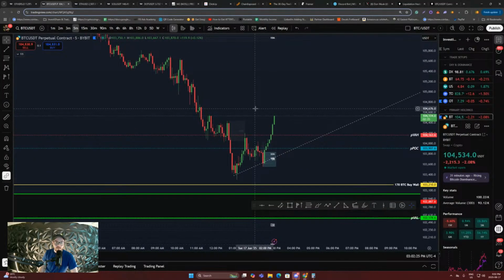Here we go. All right. Now it gives a pullback. If not, I'm not going to be able to jump in on this trade.